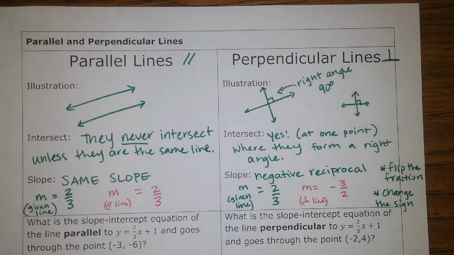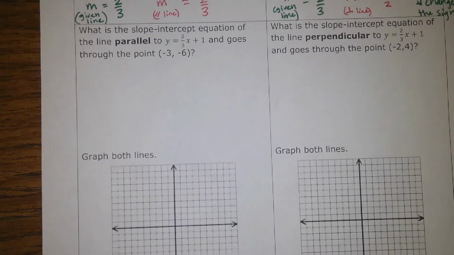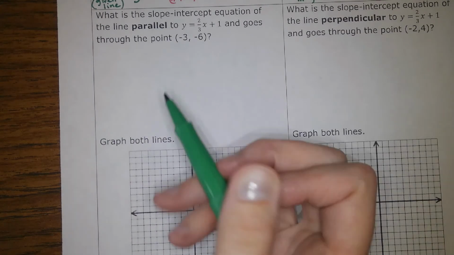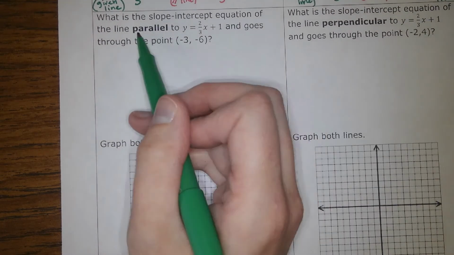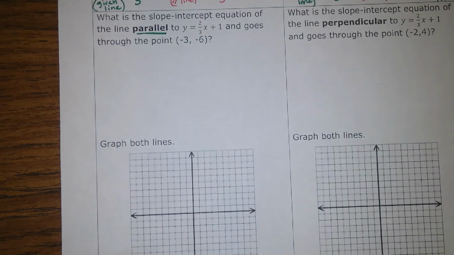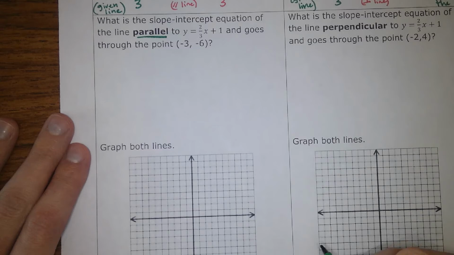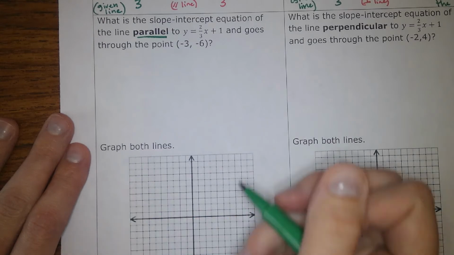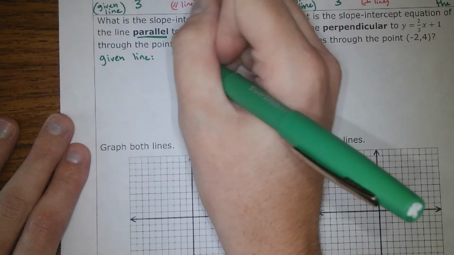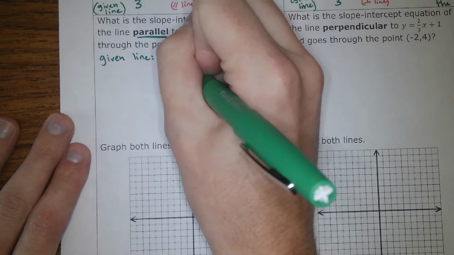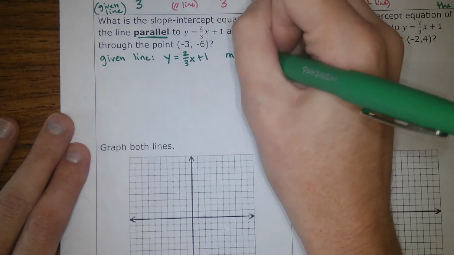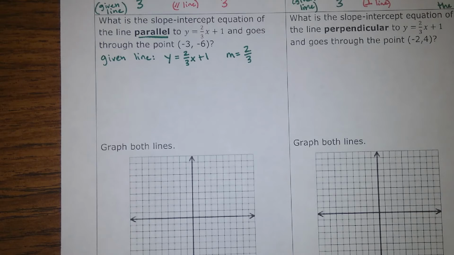So now let's put it into practice. All right, y'all? So let's look over here at this example. What is the slope-intercept equation of a line parallel to y = 2/3 x + 1 that goes through the point (-3, -6)? And then it's going to ask us to graph both lines. So the first thing I like to do is write my given line. My given line is y = 2/3 x + 1. And the reason why I like to do that is because then I can know that my slope is 2/3 of that given line, okay?